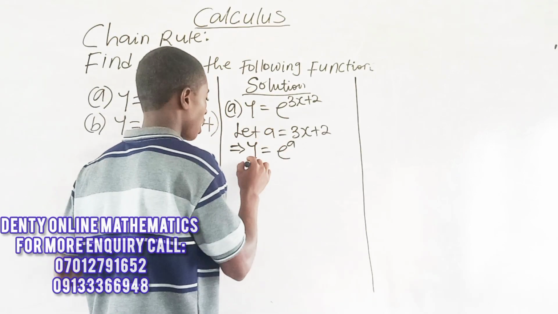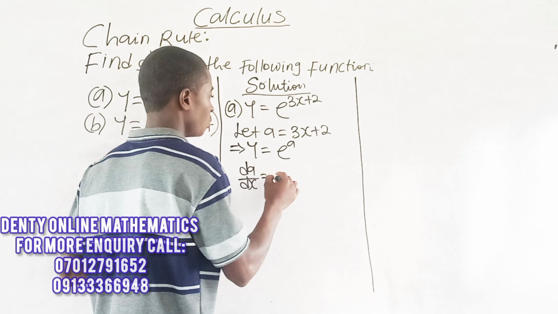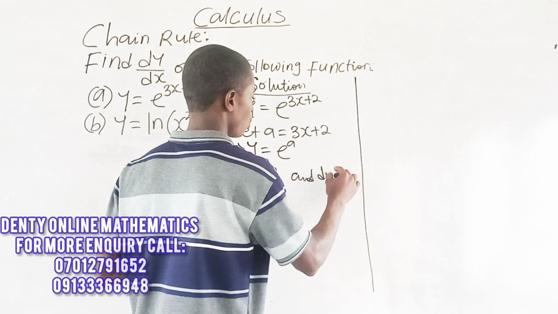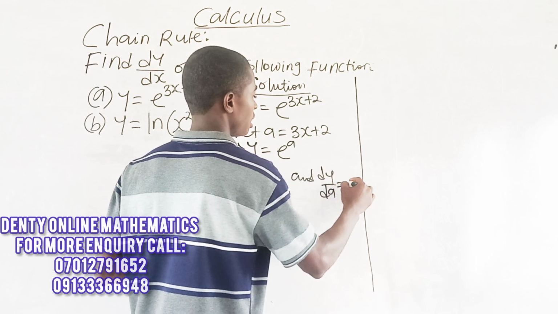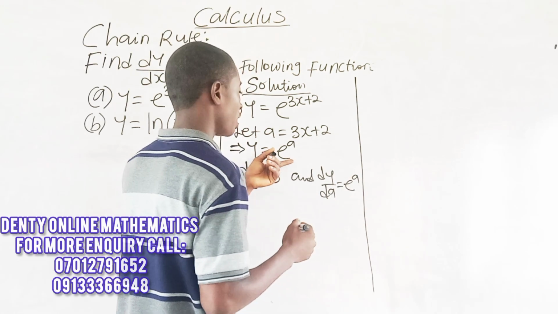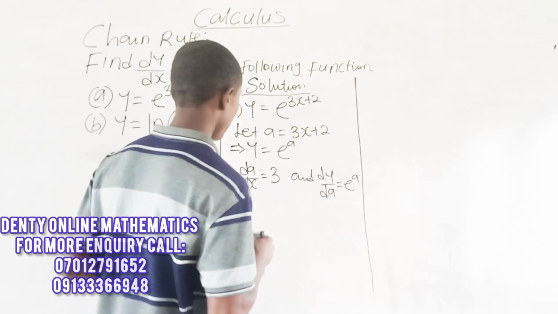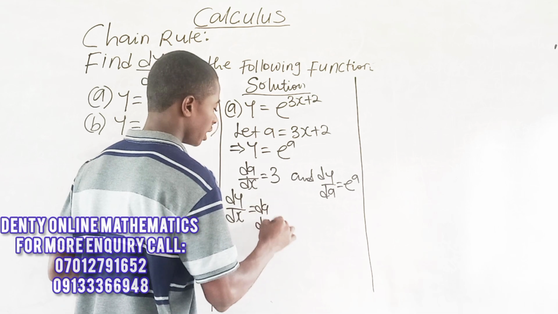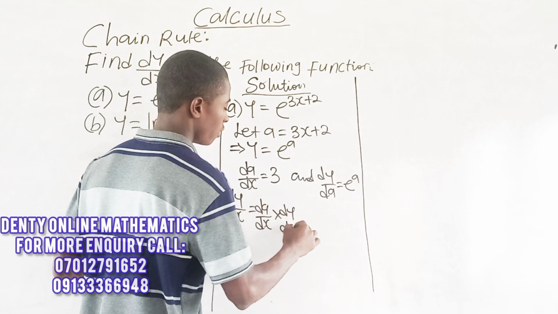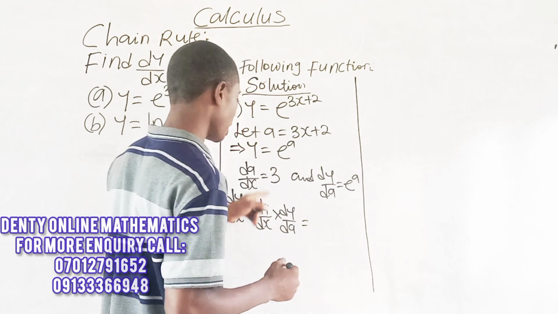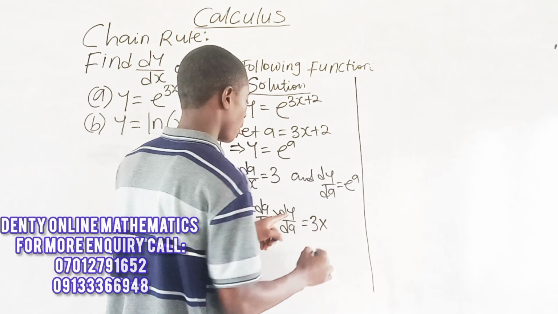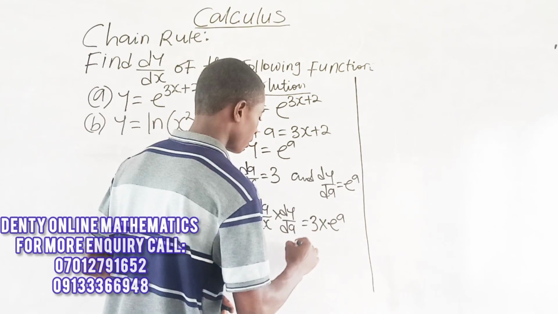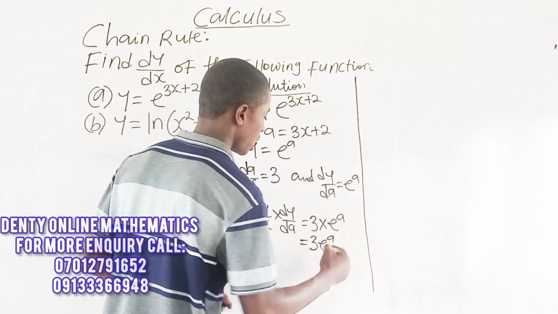To be differentiated, da/dx is equal to 3. And dy/da is e to the power a, because the derivative of e to the power a is equal to e to the power a. Now dy/dx is equal to da/dx times dy/da, which is equal to 3 times e to the power a, which is the same thing as 3e to the power a.